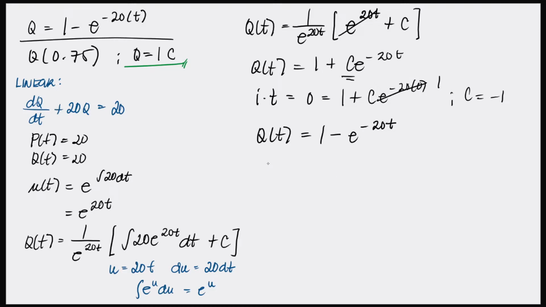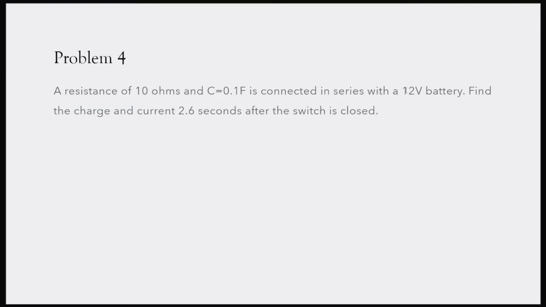By getting the value of Q at time 0.75, since we already have the same formula, we have the same answer: Q is equal to 1 coulomb. So that's how we solve with two methods, linear and variable separable, for our RC circuits. Next, we have problem number 4.